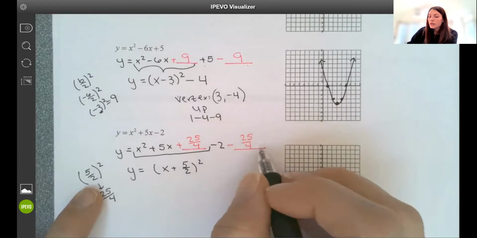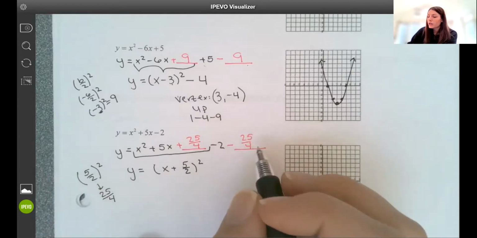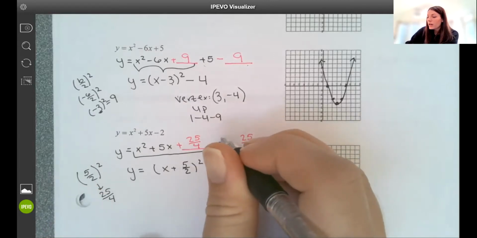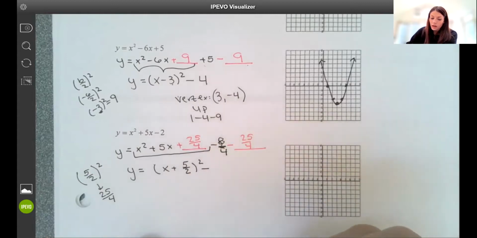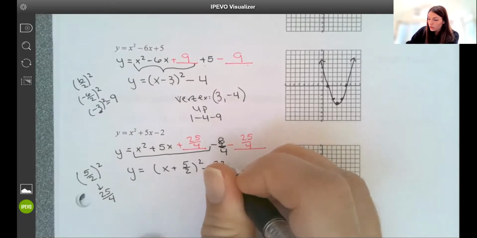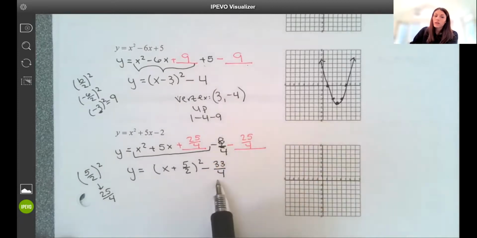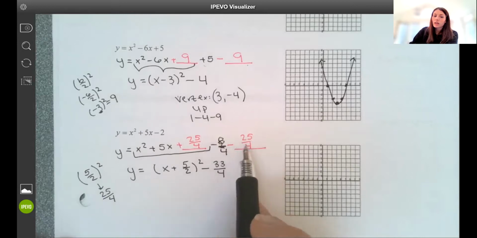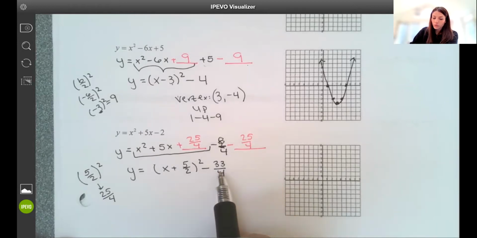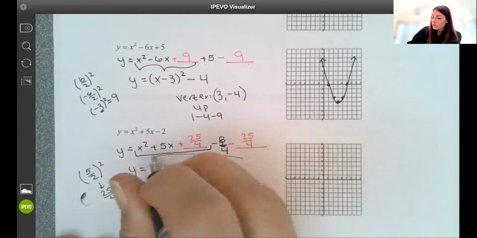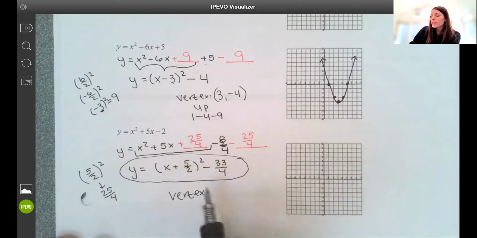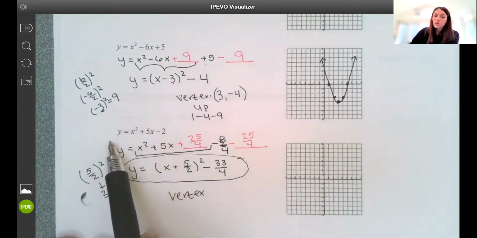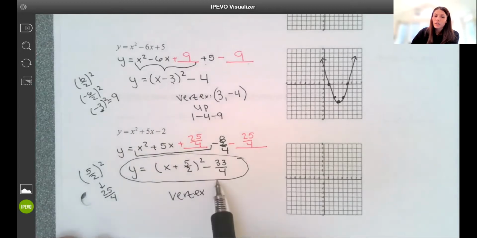Now at the end here, I have this kind of mess going on. So I'm going to think of negative 2 as negative 8 fourths. So then altogether, I know that I have negative 33 fourths at the end there, just combining negative 8 and negative 25 in the numerator. So here's my function now in vertex form. I would say this is still easier in my mind than doing standard form negative b over 2a, plugging it in and having to get there.